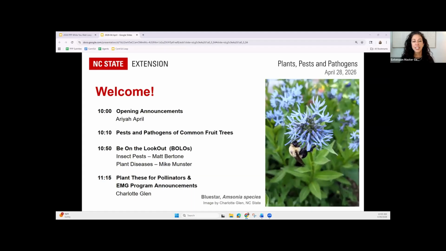We are learning about what successful plant and pest disease management looks like in North Carolina home landscapes. Matt Bertone and Mike Munster from the NC State Plant Disease and Insect Clinic will focus on common fruit trees in our state. After the presentation, Matt and Mike are going to address our BOLOs, or the plant pests and diseases to be on the lookout for this month. We're also going to hear from Charlotte Glen, who is our program manager at the statewide Extension Master Gardener Program. Charlotte is going to present Plant These for Pollinators on Blue Star, like the pretty one you see here. That's going to get us to 11:30 a.m.